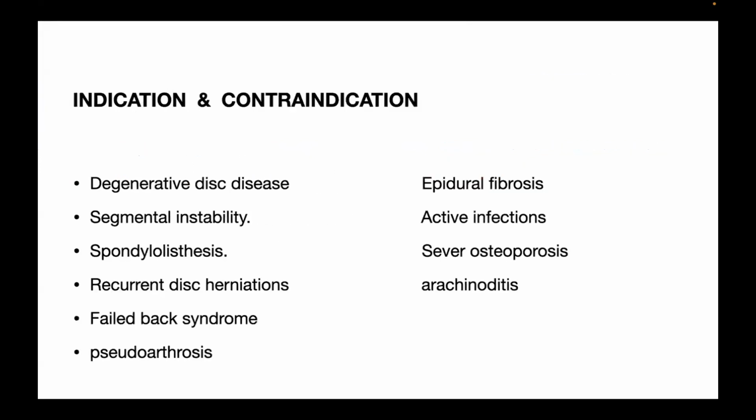Coming to indications, posterior lumbar interbody fusion is mainly indicated in degenerative disc disease, segmental instability, spondylolisthesis, recurrent disc herniation, failed back syndromes, and pseudoarthrosis. The most common contraindications, where PLIF should be avoided, are epidural fibrosis, active infection, severe osteoporosis, and arachnoiditis.